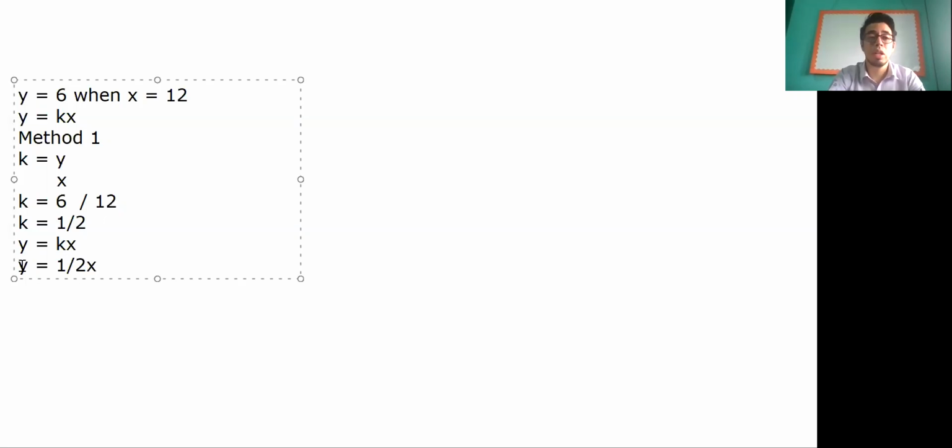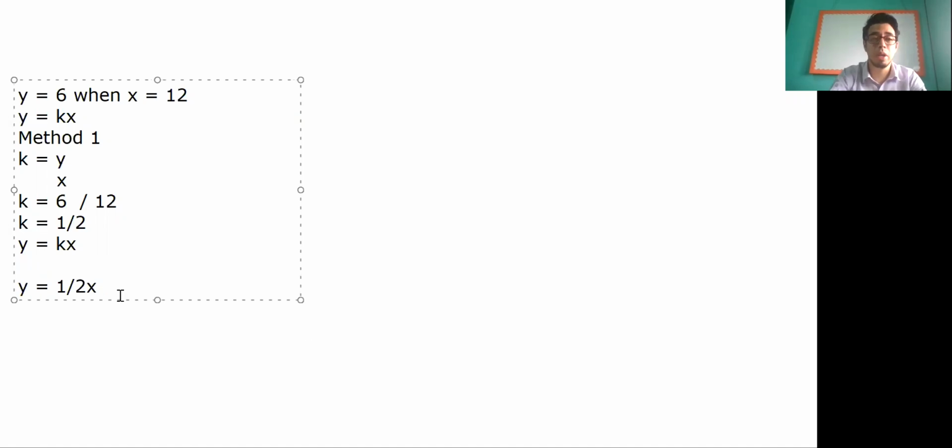But this is when you have the equation. So I'm going to give more space to the equation so you can see it better. This is what we were trying to find. And method 2 is using a proportion.